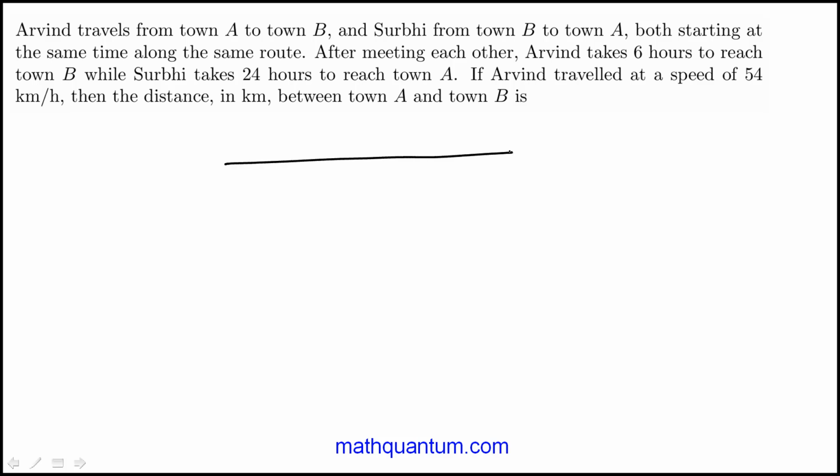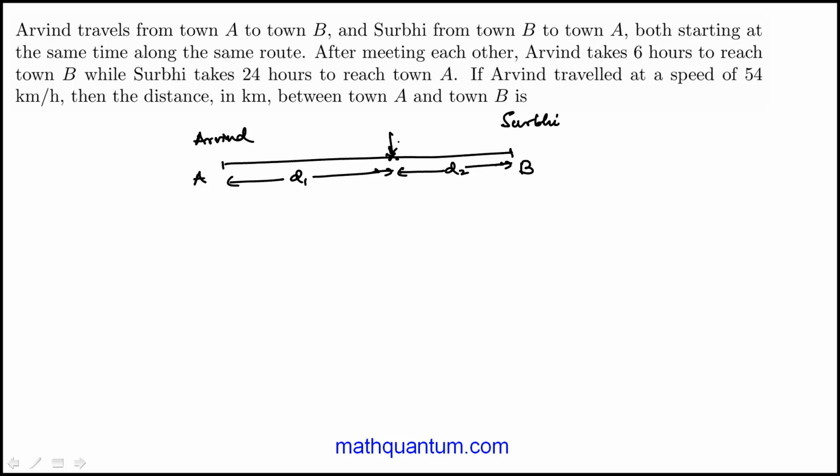So I'll put a quick schematic for the situation in this question. So we're going from, let's say this is town A, this is town B, Arvind is here, and Surabhi on this end. So they tell us that they both start at the same time and they meet at some point. Let's say that is the meeting point, which means that Arvind has traveled, let's say D1 kilometers, and Surabhi has traveled D2 kilometers before they meet.